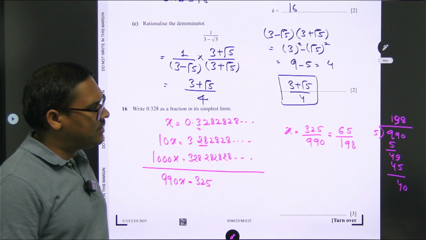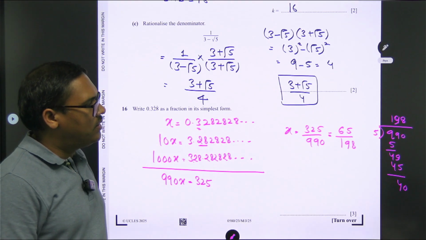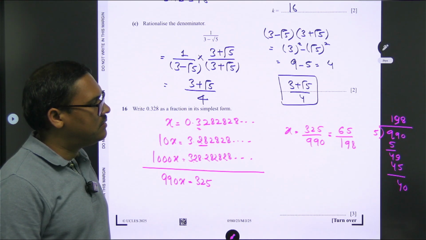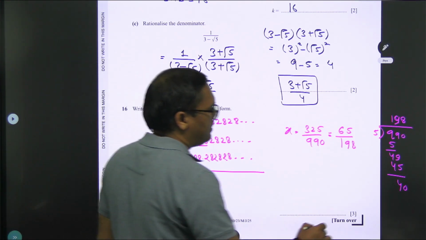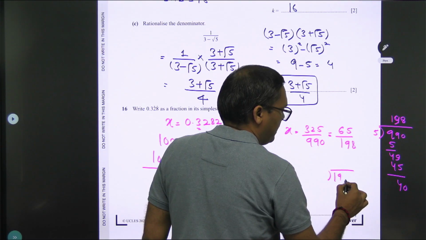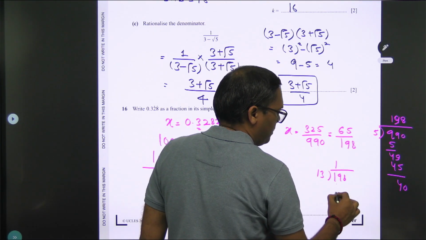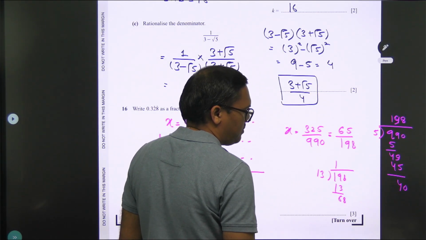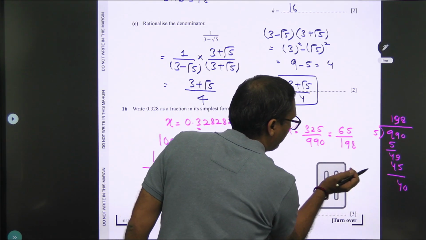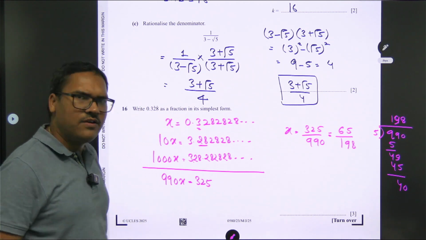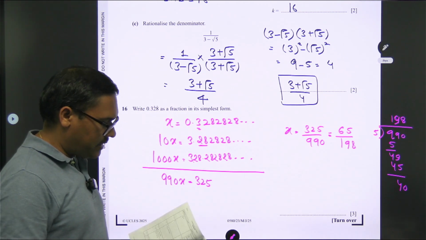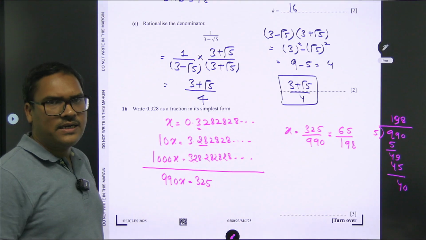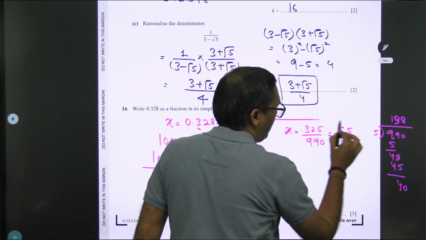Now, is there any other common factor? If I divide by 13, if you see 198 divided by 13, this is not a whole number. So there is no common factor in this. Now, this is the answer, 65 by 198. So let's see what is the correct answer. This is 65 by 198. That is the answer for this question. I hope this is clear.